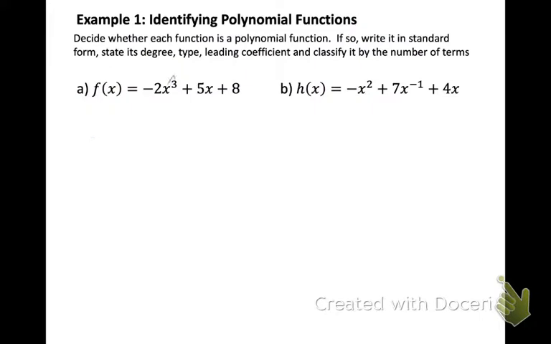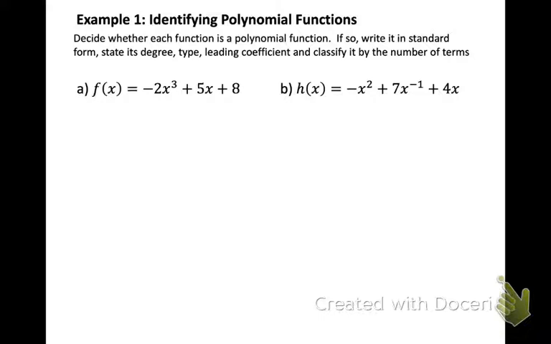All right, now let's look at Example 1. So we're going to look at each of these functions and decide if they are polynomials first. If it is a polynomial, we're going to write it in standard form, state its degree, its type, its leading coefficient, and then classify it by the number of terms.